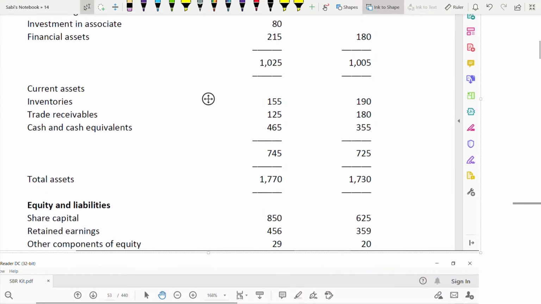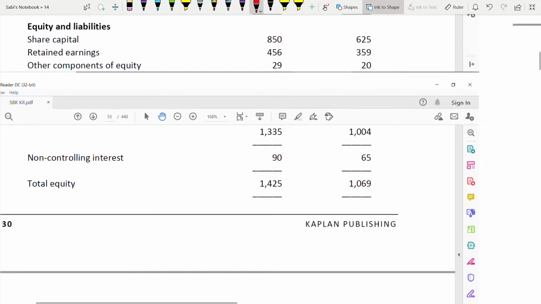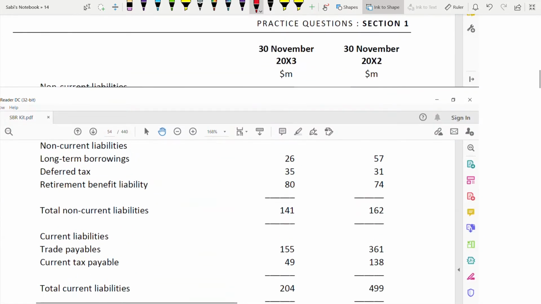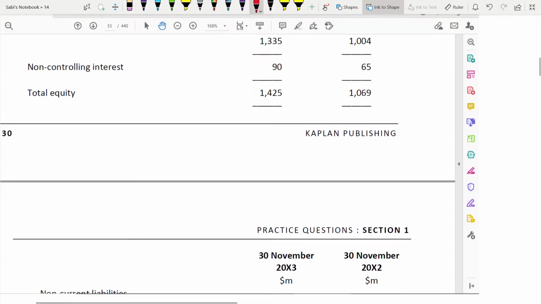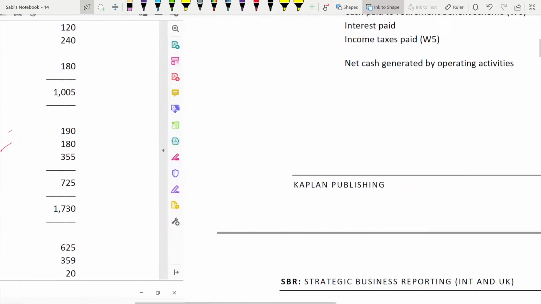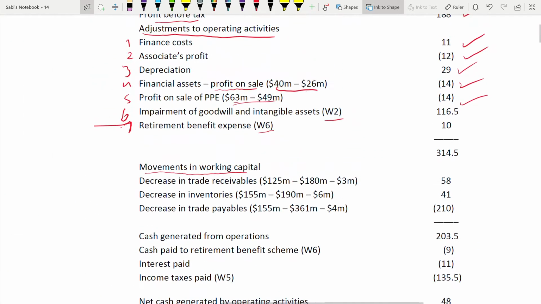You can see inventories is declining, trade receivable is declining, payable is down. Payables are increasing, I guess. No, it is also decreasing. All the three are decreasing. But you need to know whether it's an inflow or outflow. You need to write decrease in trade receivable, decrease in trade receivable. This word you need to write, whether increase or decrease. So you need to show the difference also.